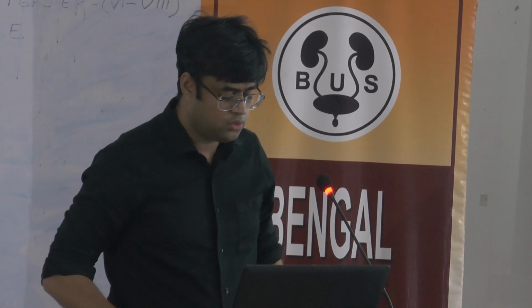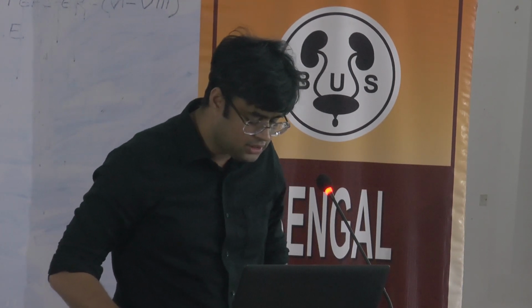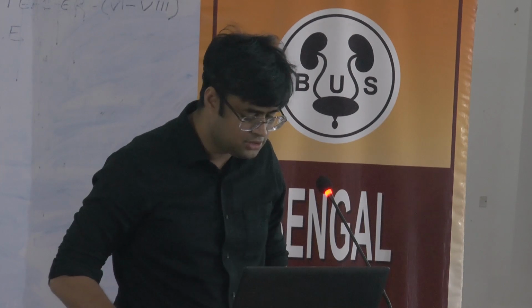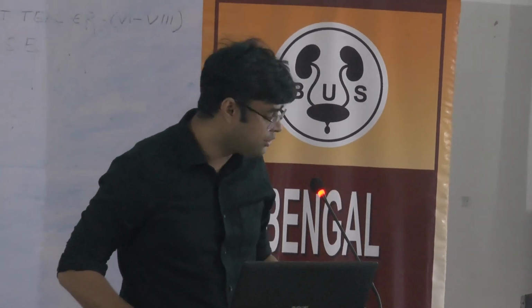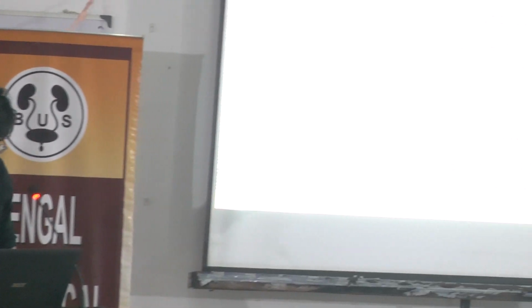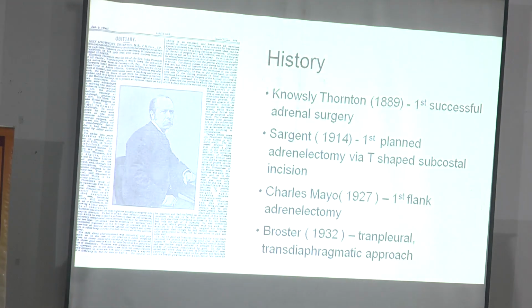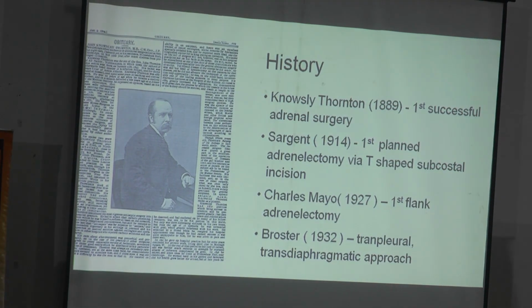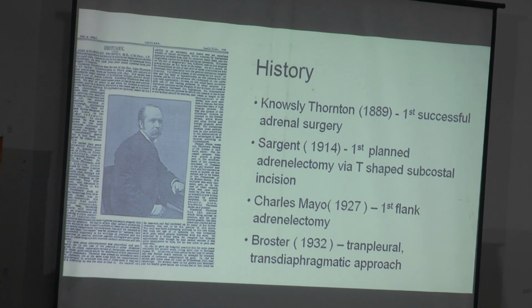History. John Knowsley Thornton is credited with the first successful adrenal surgery in 1889. This is a picture of him which was published in an article in 1904 after his death. The interesting thing about it is that he was unaware that it was an adrenal tumor. He took it out as an abdominal tumor en bloc with the left kidney.